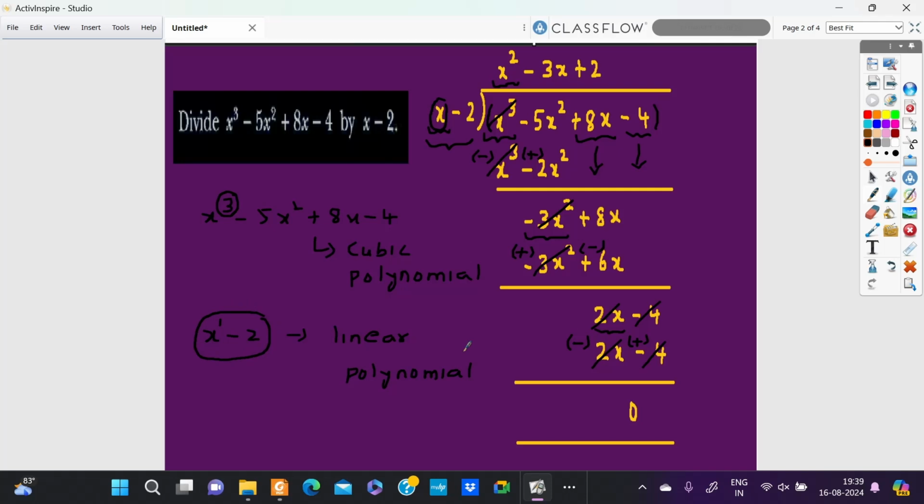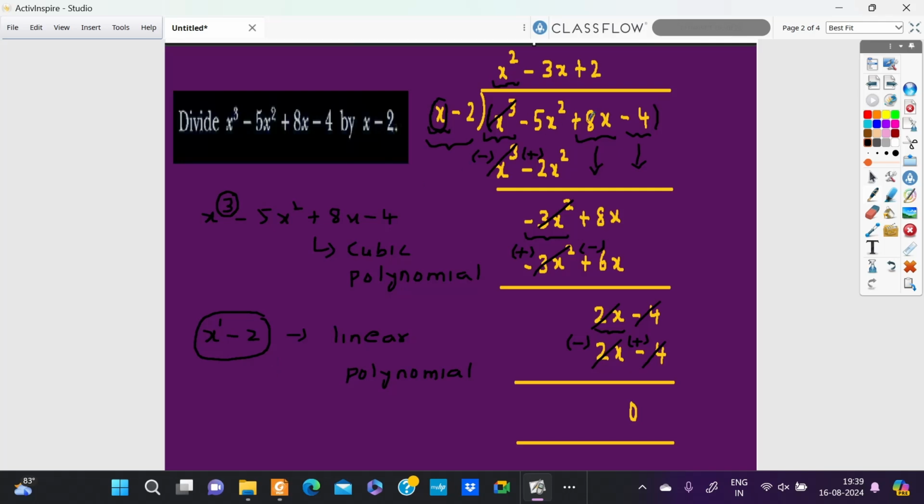So before that I don't know the remainder. Now after I divide the cubic polynomial by the linear polynomial, I end up with the remainder, which is 0. So hence I could call x minus 2 a factor of x cubed minus 5x squared plus 8x minus 4. For example, when we say 2 is a factor of 8, it means the remainder would be 0. The same thing works with polynomials.